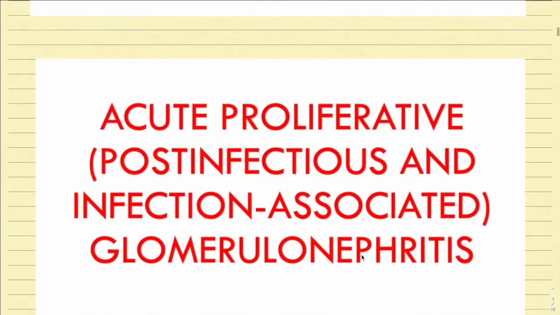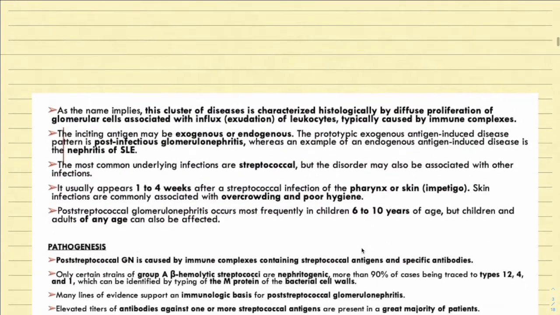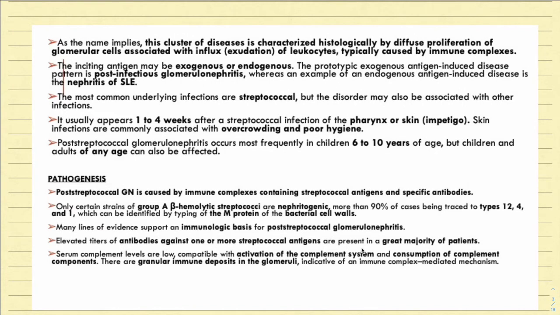Now, under the nephritic syndrome we are first going to discuss acute proliferative, post-infectious and infection-associated glomerulonephritis. So let us discuss this. As the name implies, it is a cluster of diseases characterized histologically by diffuse proliferation of the glomerular cells, associated with influx of leukocytes, typically caused by immune complexes. We have already read about the pathology and we know what is happening. The inciting antigen can be either exogenous or endogenous.